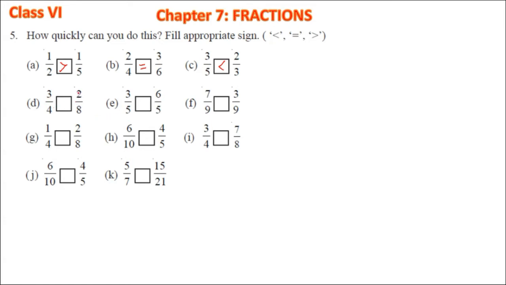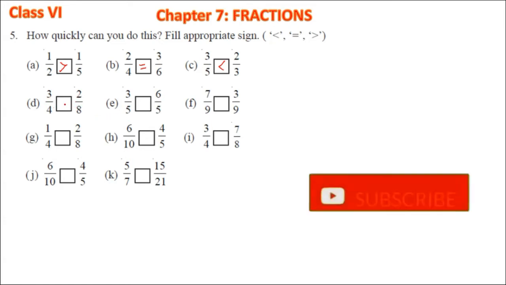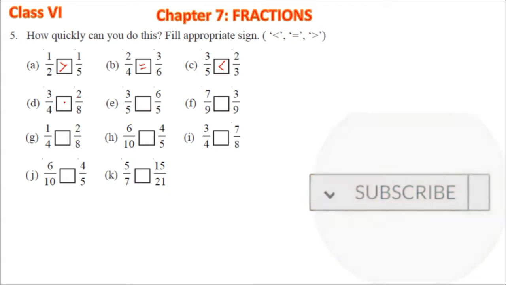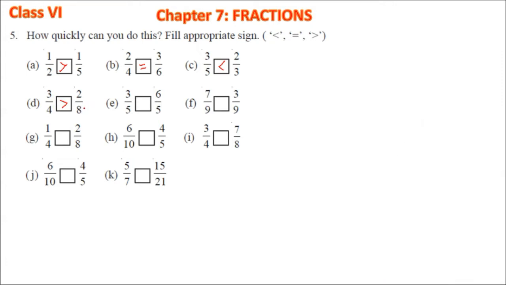3 by 4 and 2 by 8. When we cross multiply, this will be 24, this will be 8. 8 will be smaller, so we have to use this symbol. 3 by 4 will become greater. If you do cross multiplication, it's 15, this will be 30. 30 is larger. 7 nines are 63. 63 is larger than 27.